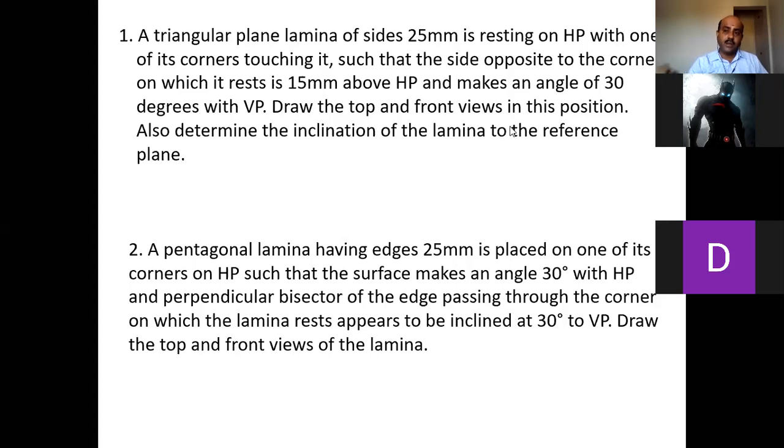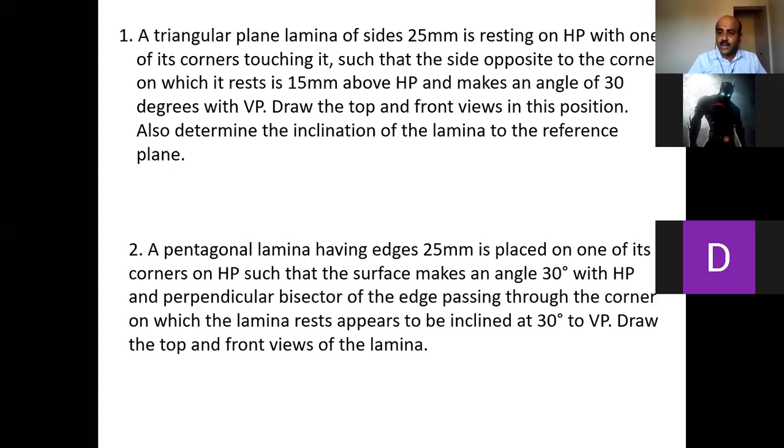So this is a problem. A triangular plane lamina of sides 25 millimeter is resting on HP with one of its corners touching it, such that the side opposite to the corner on which it rests is 15 millimeters above HP and makes an angle of 30 degrees to the VP. Draw the top and front views in this position. Also determine the inclination of the lamina to the reference plane.